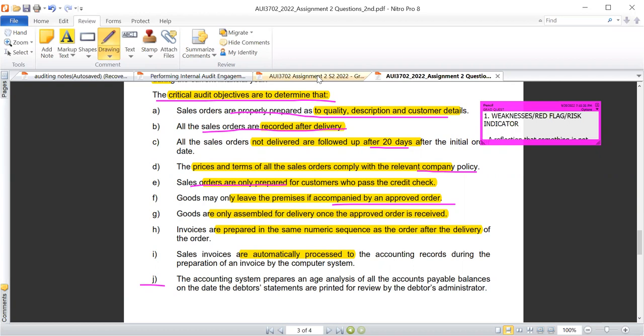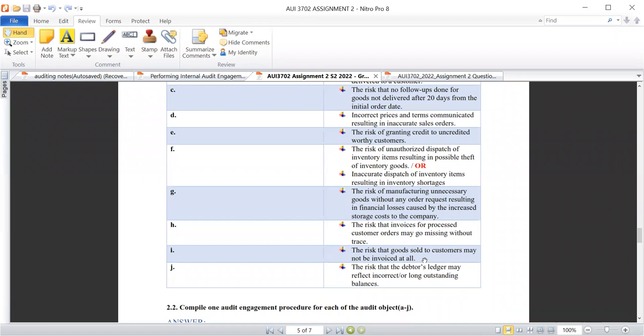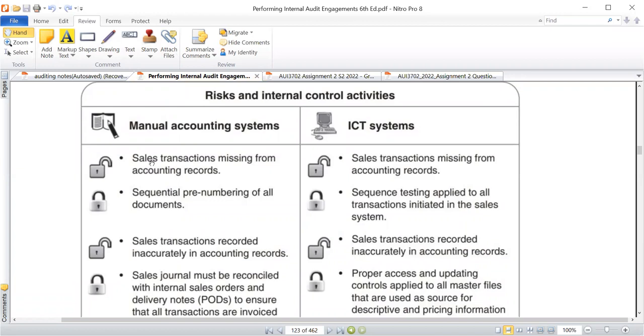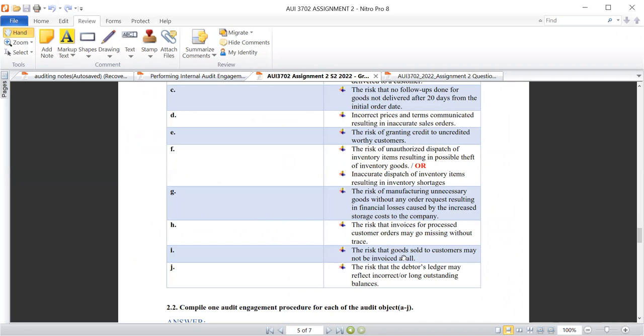But let me show you also how I've indicated it from here. Number I: the risk that goods sold to customers may not be invoiced at all. So that's another risk I'm giving now. And notice this risk I've given is completely opposite to this. So you could have also taken this to say there's a risk that sales transactions may go missing in the accounting records of the organization. Right? So that's another way. So this is another risk I'm giving you over and above what I've already given here. Right? And then we look at number J.